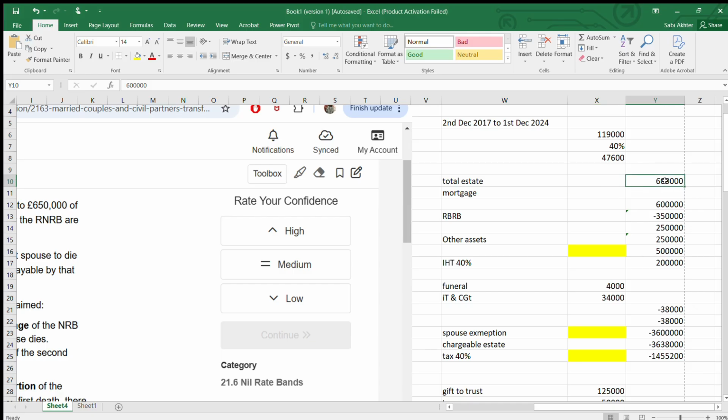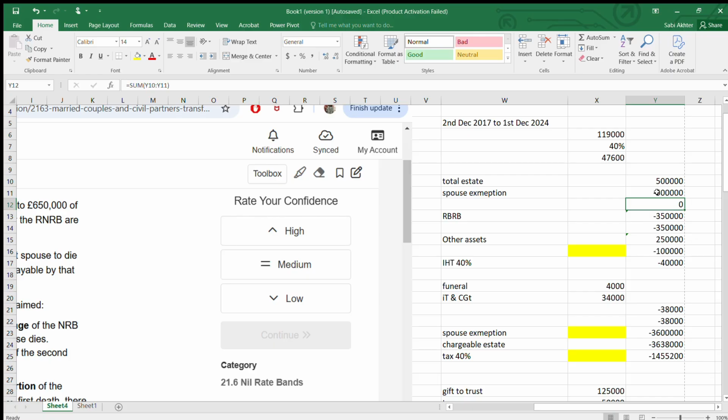Total estate is 500,000. Then you will get spouse exemption, the whole amount is exempted. So that means you don't pay any inheritance tax. Okay. And Deborah has not used any of her nil rate band. So the nil rate band available to Alan on his death.